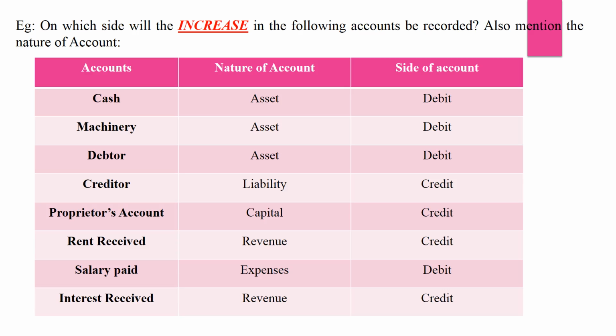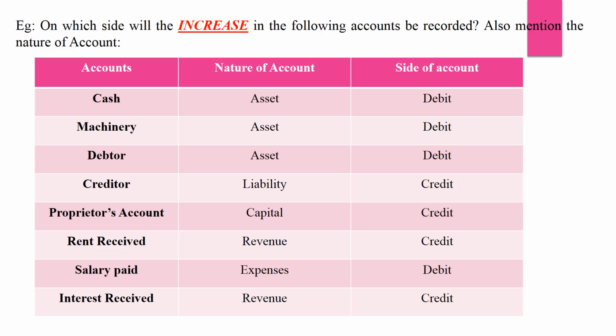Proprietor's account, so it is your capital, and increase in capital will be recorded on the credit side. Next is your rent received. Rent received is an income or revenue for the firm, so nature of account is revenue and increase in revenue will be recorded on the credit side. Next is salary paid. It is an expense for the firm, so nature of account is expenses and increase in expenses will be recorded on the debit side of expenses account.